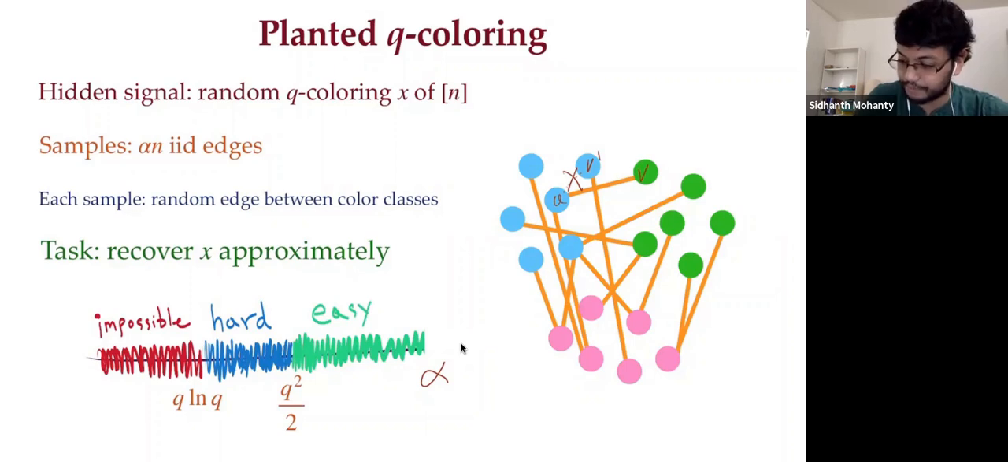We know that this problem is information theoretically impossible when this parameter alpha, which is the density of edges, is smaller than a certain threshold, which is q times log q. The statistical physics-based predictions tell us that the point where this problem transitions from being hard to being easy happens when alpha is this simple number, which is q squared divided by 2. Now let's move on to a few more example questions, just to get a sense of the kind of model that we consider.